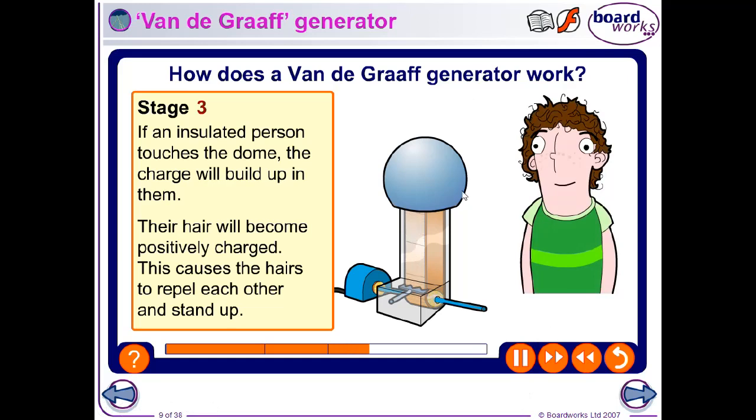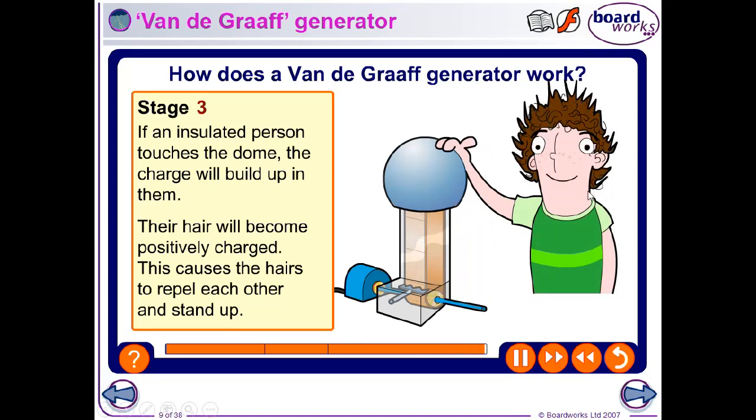If a person were insulated by standing in a bucket or on a tray, and we touch the dome, then we will build up a charge. The most famous bit of this experiment is that if we build up a charge, all of your hairs and your body, everything gains a positive charge because you're insulated and not touching the earth. Then each of your hairs will repel the neighbouring hair, and so your hair ends up standing on end because your hairs don't want to touch each other.